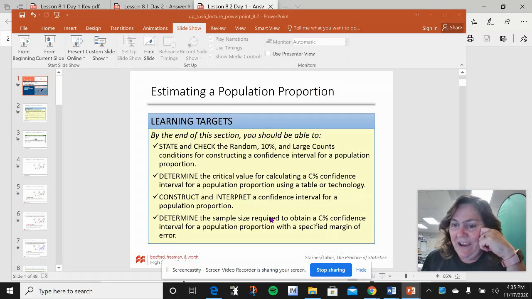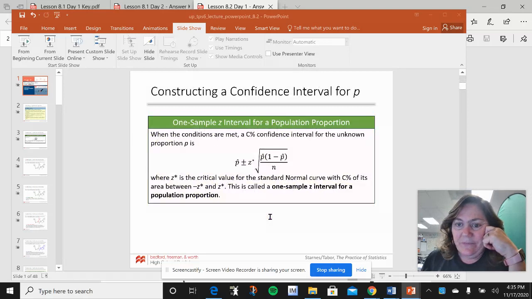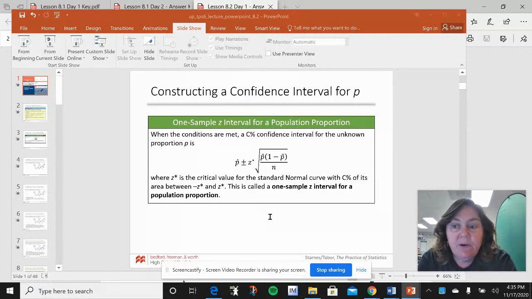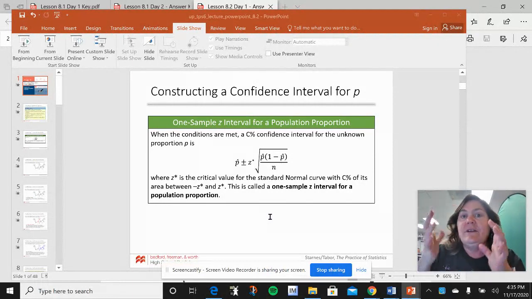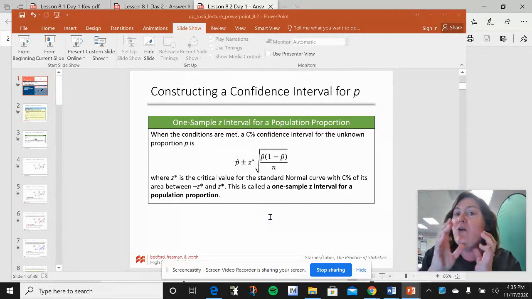All right. This is what we're going to do this chapter. We're constructing confidence intervals for the parameter proportion. We don't know it, but we're going to try to figure it out. I think it lies within here, and here is the truth, and here's how confident I am.